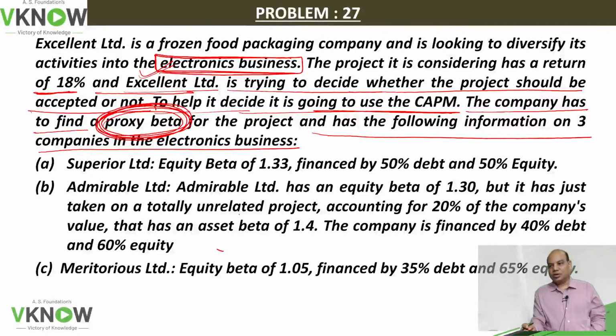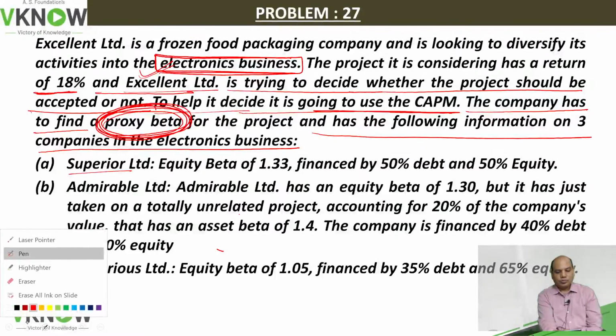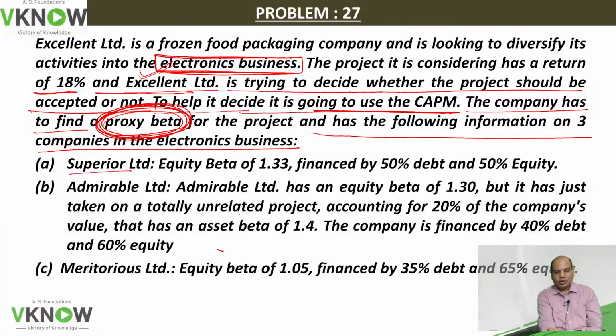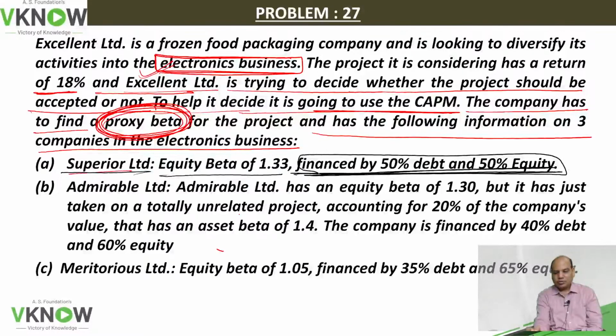Proxy beta means beta of a similar firm for the project, and it has the following information on 3 companies in the electronics business. So this time, instead of 1 company, they have found 3 proxy companies. Their names are Superior Limited. Superior Limited equity beta is given. Debt equity ratio 50% debt, 50% equity, 1:1. Admirable, this is important.